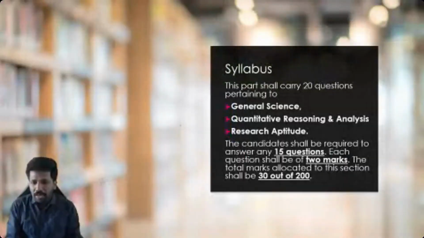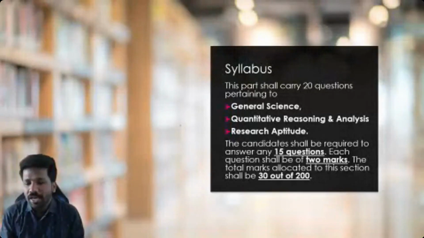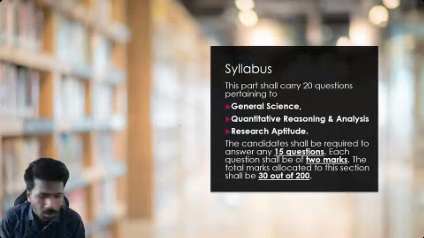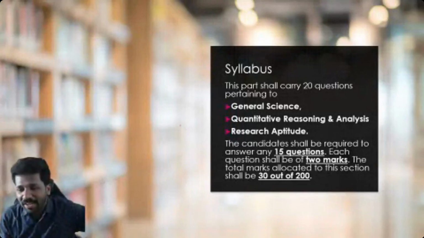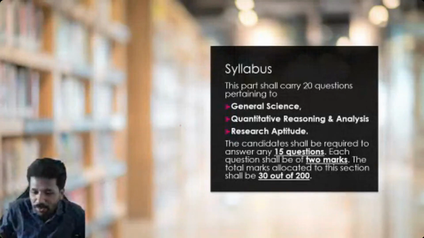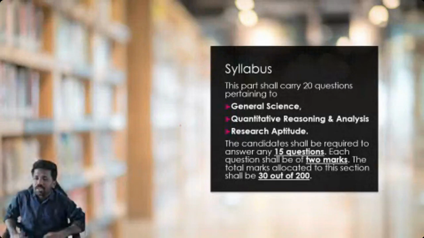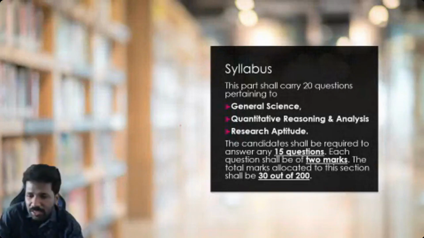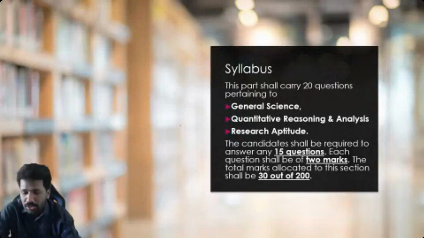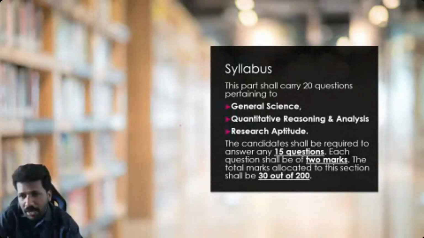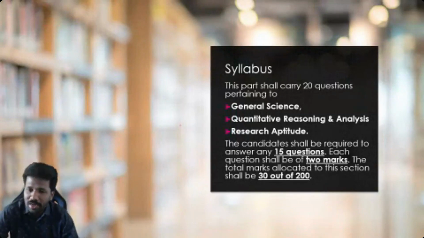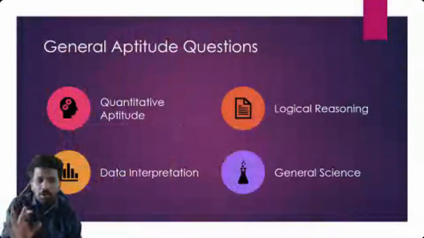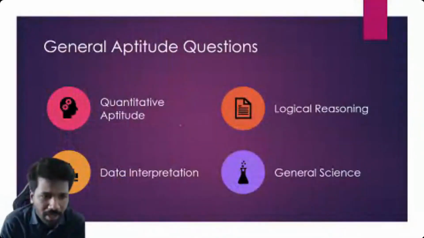The CSIR-NET Part A syllabus mentions general science, quantitative reasoning and analysis, and research aptitude. But that syllabus is very vague, and it won't give you an idea of what chapters there are. To get an idea of the chapters, you have to see the previous year questions. So with the previous year questions, especially the last year's June 2023 paper, I will show you examples of all chapter questions today, and you will also be able to understand what you need to learn.